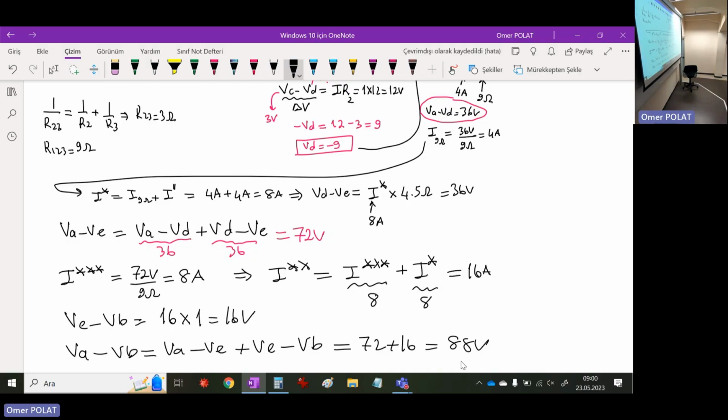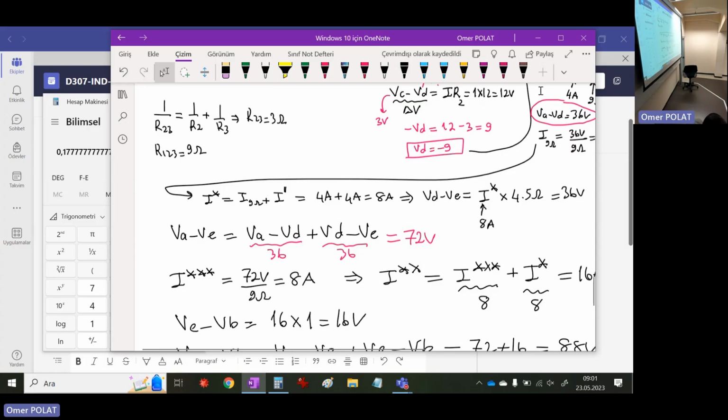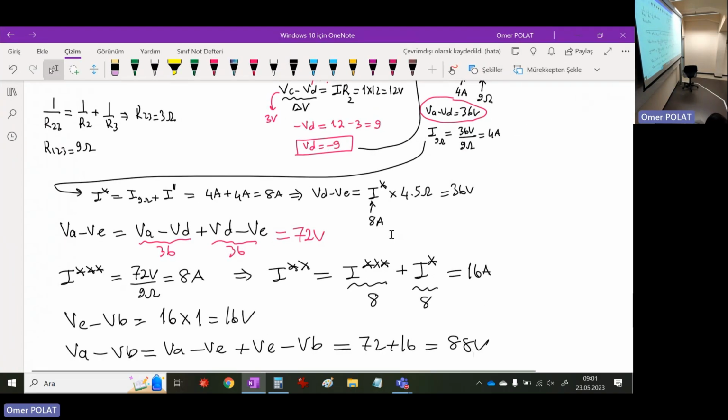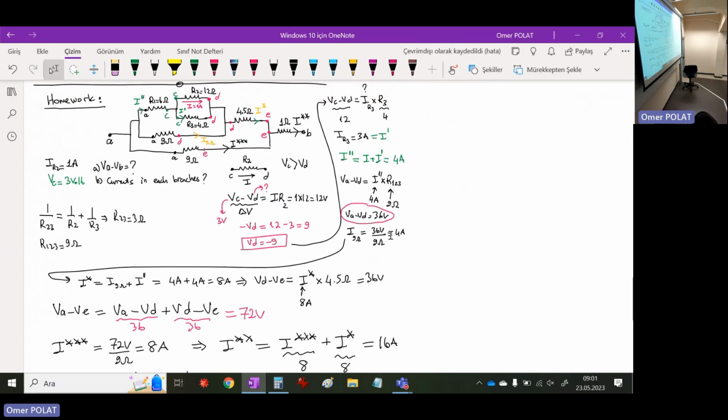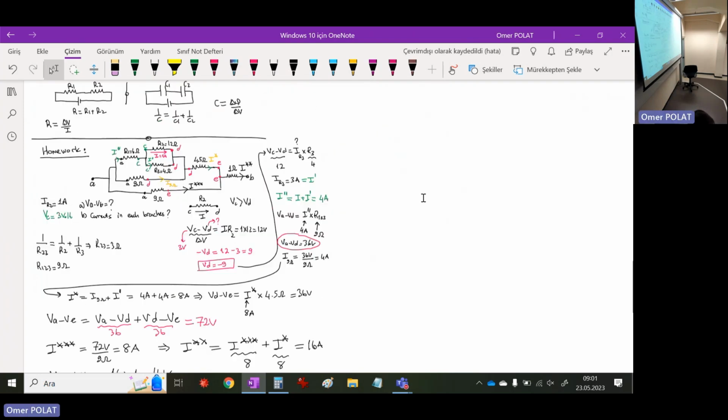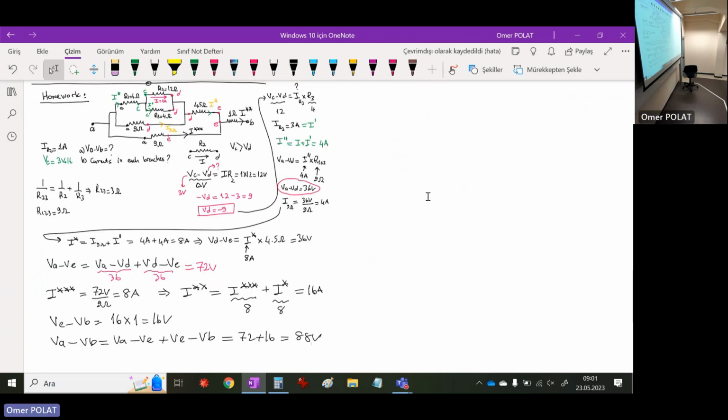Okay, so step by step, I also analyzed the full circuit. I calculated all currents in my circuit. I calculated all potential differences in my circuit. This is the full analysis of the system. So any current you can calculate, or any voltage at any point, you can calculate using these equations, using this solution.